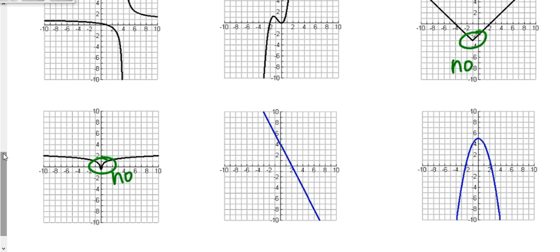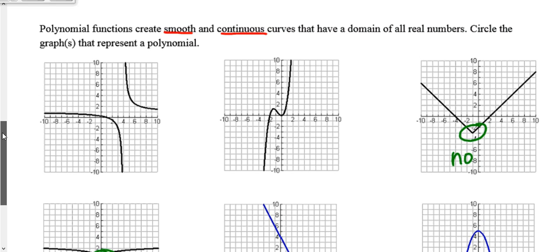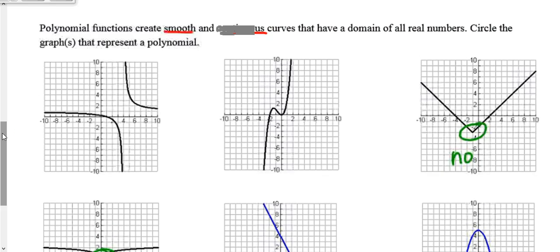The second thing that I underlined was that it has to be a continuous curve. And so what continuous looks like is that you can draw the whole graph without picking up your pencil. So if you look at this first graph, if I were to outline it, I would have to pick up my pencil at this point in order to get back up here. So this is a no because it's not continuous.